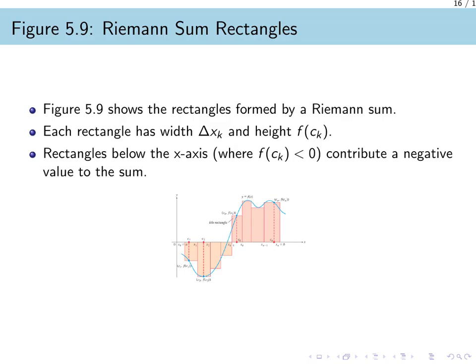This value is the negative of the geometric area of that rectangle. Therefore, any part of the function that lies below the x-axis contributes a negative value to the total Riemann sum.